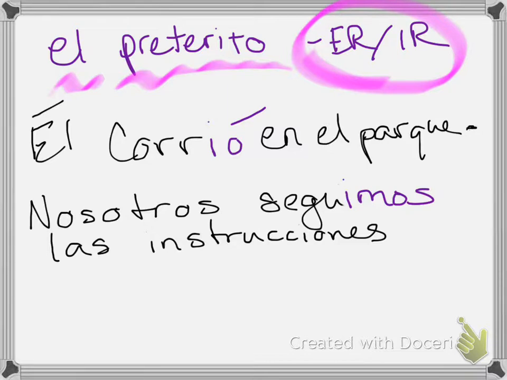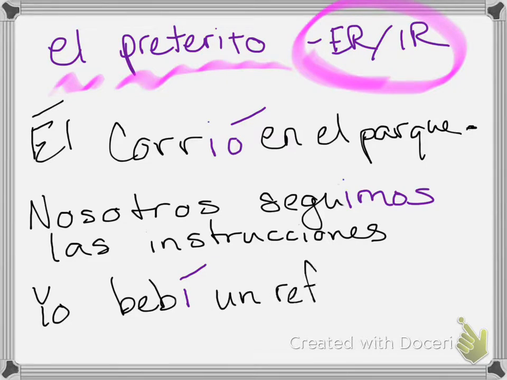Uno más. Yo, we're going to use beber. Beber is to drink. So yo, I'm going to take off my ER ending. I'm going to look at my chart. My new ending is an í. So yo bebí un refresco. I drank a soda. Yo bebí un refresco. See? Bebí un refresco. And we'll do uno más, ¿por qué no?